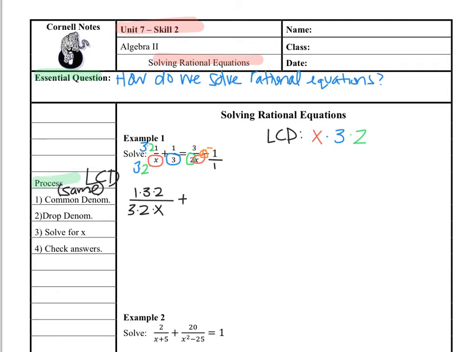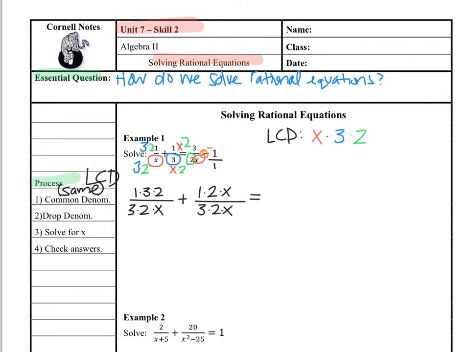On the next fraction, this 1/3, we have the 3 from our LCD, but it's missing the 2 and the x. So I'm going to multiply both numerator and denominator by the x, as well as the 2. So now it looks like 1 times 2 times x over 3 times 2 times x. Remember, when you're multiplying, it doesn't matter the order in which you multiply, so it's okay that I've rearranged them.